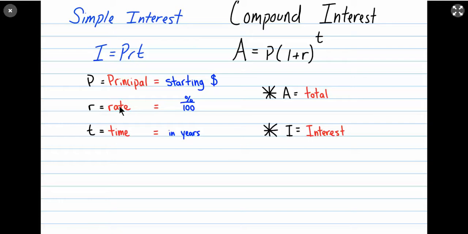R is rate, which I want you to think as por ciento. This is a place to watch out for. A lot of mistakes happen here. Just the easiest way is to divide by 100. And then T, time, is always in years. So on the off chance that they say something like for 36 months, know that you wouldn't put 36 in place of years, you would put 3. 36 months is the same as 3 years.